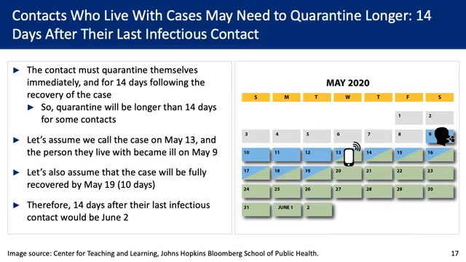Therefore, if the contact has to quarantine themselves for 14 days after their last infectious contact, then they would need to quarantine through June 2nd, because that would be 2 weeks after the full recovery of the case that they live with. So you can see in this example where the contact lives with the case, their quarantine period is going to be almost 3 weeks long because they'll have to quarantine themselves while they're still having contact with the case and for 2 weeks after.